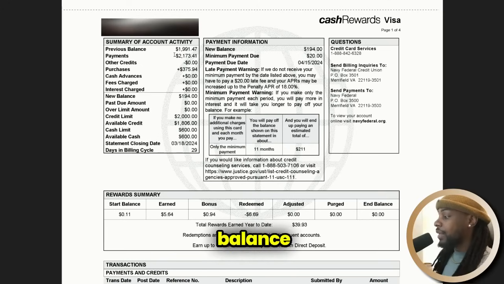So I had a previous balance of $1,991.47. Again, I did that intentionally and I left that balance there. As you can see, I immediately made a payment of $2,173.41 because I had some pending transactions during the cycle. I spent $375.94, which left me with a balance of $194, which then made my utilization about 9%, right around there, closer to 10. And that was it. And then my score just goes back up.